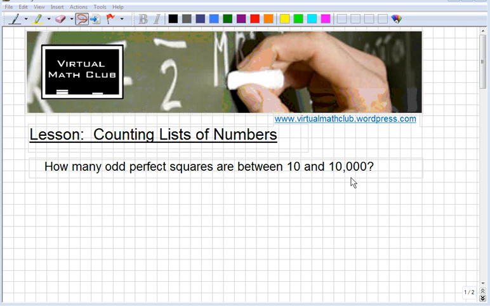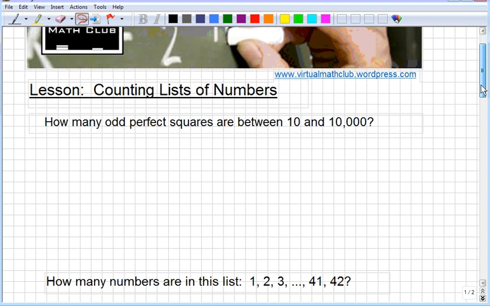So I want to show you a trick for doing these types of problems and counting numbers without actually listing them out and counting them. So it's sort of like counting without counting, which is kind of a neat trick. So let's take a look at an easier problem.